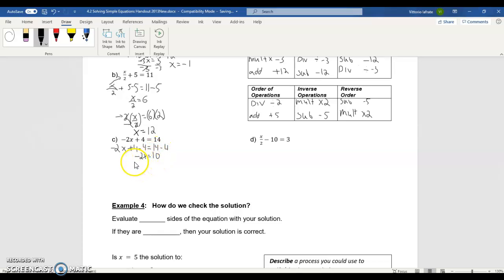My x is still being multiplied here. So I divide by negative 2 on the left side, and divide by negative 2 on the right side as well. The negative 2's cancel out because they equal 1. So I'm left with x is equal to 10 divided by negative 2, which is negative 5.